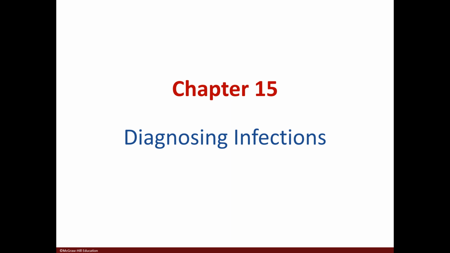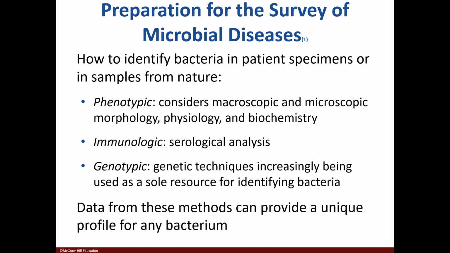Various methods to diagnose infections. There are a few methods to help in the identification of bacteria from specimens and samples. Phenotypic methods look at both macroscopic and microscopic characteristics. They include structural characteristics, how they function, as well as biochemical profiles. Immunologic methods study serum analysis, while genotypic methods identify bacteria through genetics. By gathering information from these methods, a profile for a bacterium can be determined.